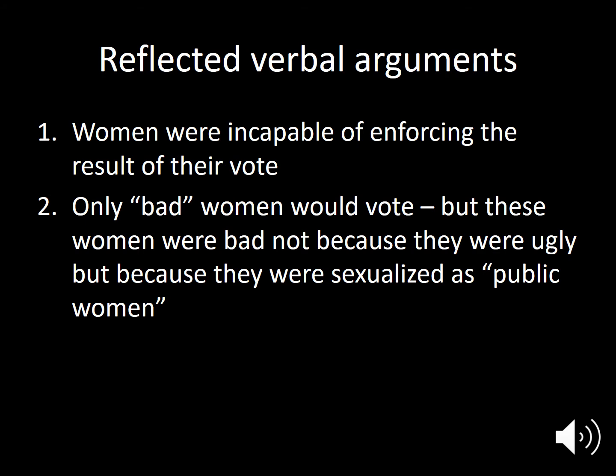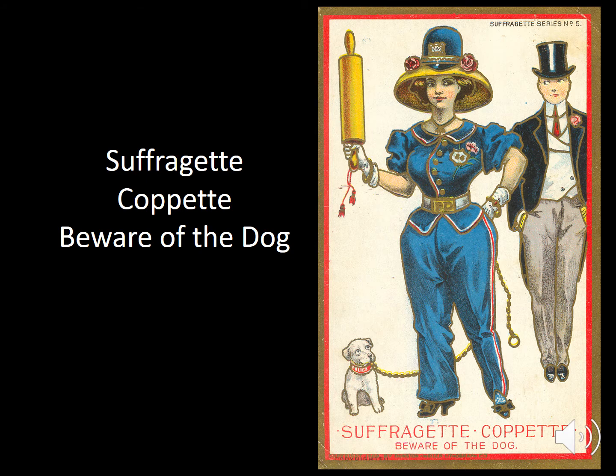Now, these two lines of arguments, why the vote was bad for women or women were bad for the vote, I'll go into a little bit more detail. For argument line 1, this is where the suffragette copette comes into play. This postcard reflected the arguments about women's inability to enforce the effect of their vote. And let's be clear, this was a huge argument at the time.